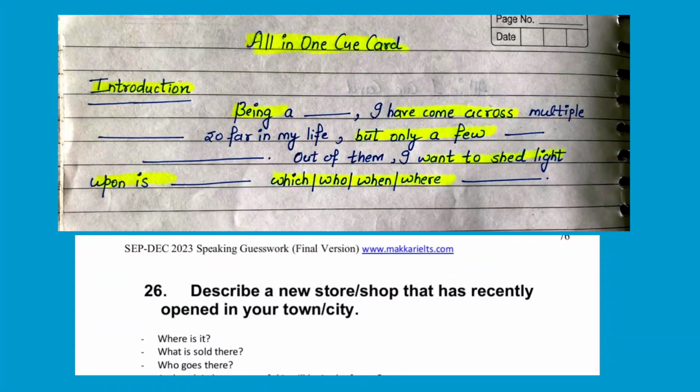Now let's introduce this topic. Describe a new store or shop that has recently opened in your town or city. So being a shopaholic person, I have come across multiple shopping outlets so far in my life, but only a few of them have been recently opened. And out of them, I want to shed light upon is Dash store, which is situated at Dash. And that's it. This is how you're going to introduce. And trust me, all 84 cue cards can be introduced this way. So learn it fast, right?